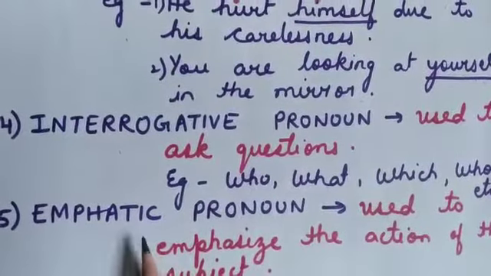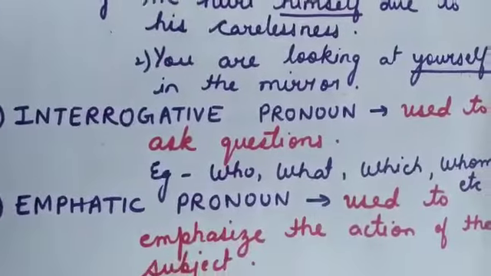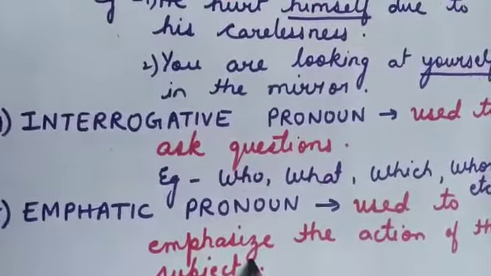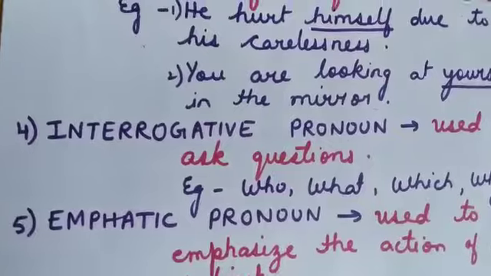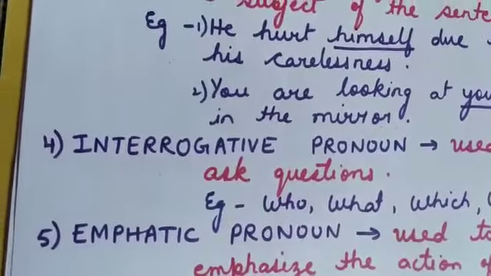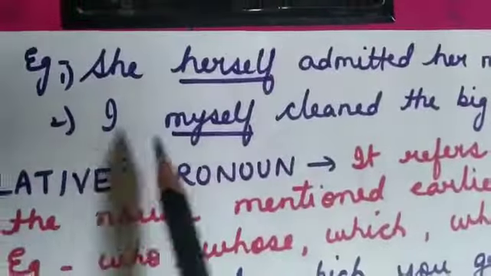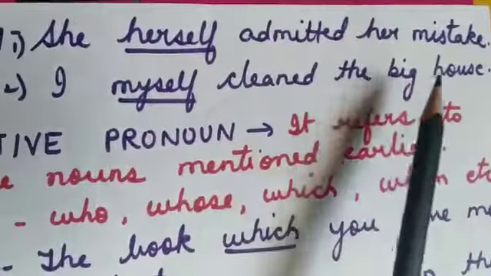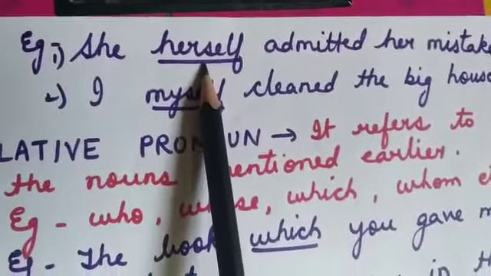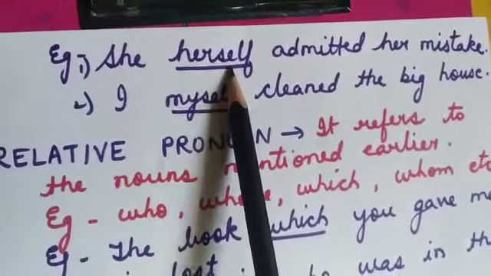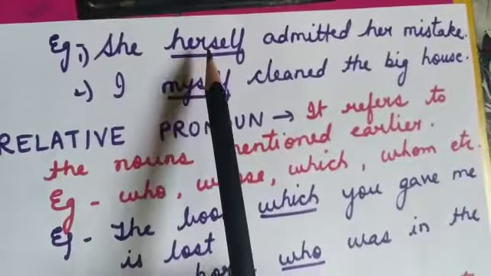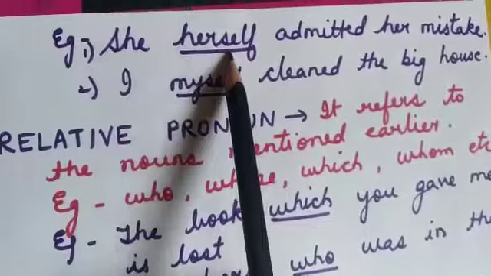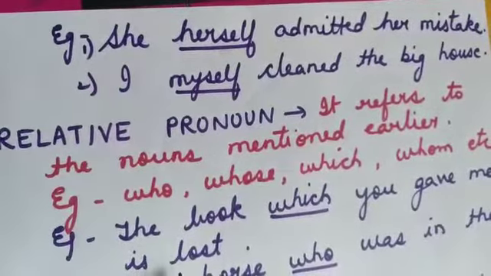The next one is emphatic pronoun. It is used to emphasize the action of the subject. Means when we are laying stress on something, emphasizing on something, then that is called emphatic pronoun. For example, she herself admitted her mistake. Here herself is emphatic pronoun because nobody else admitted, but she herself admitted. Here I am emphasizing the action of the subject. She is the subject over here.